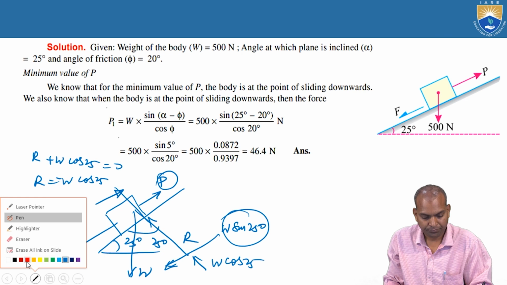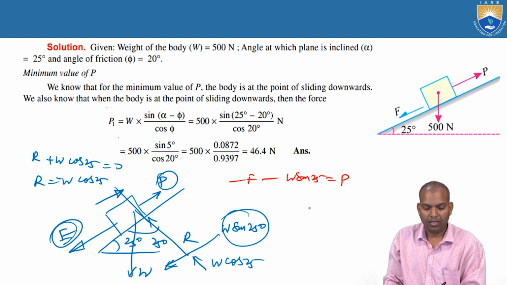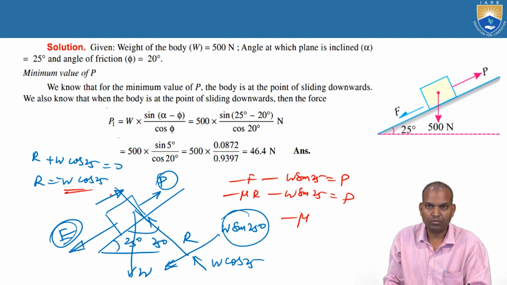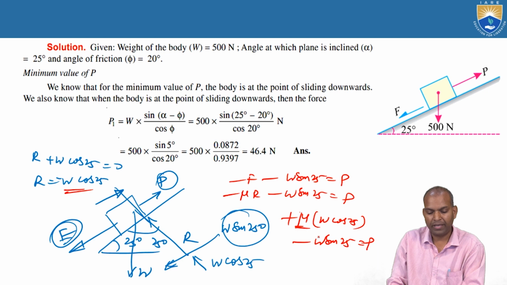That is F minus W sin 25 equal to P. Now what is F? F equal to mu times R. So mu times R minus W sin 25 equal to P. What is R? R equal to W cos 25. So mu W cos 25 minus W sin 25 equal to P. Here mu equal to tan phi.